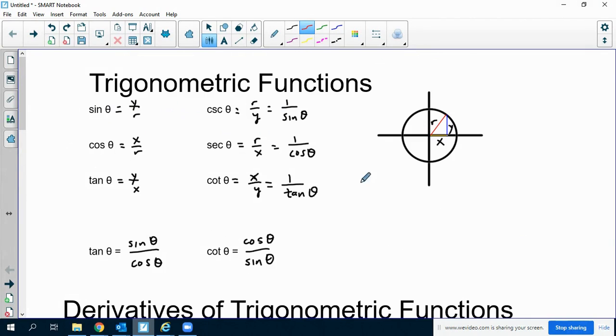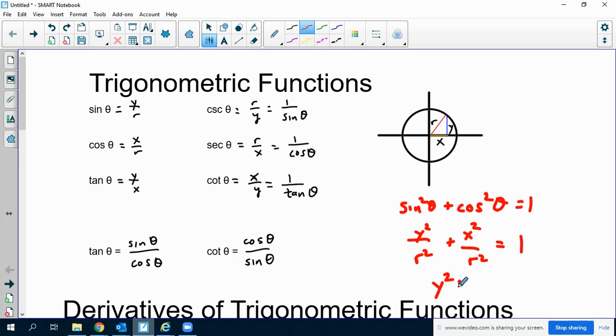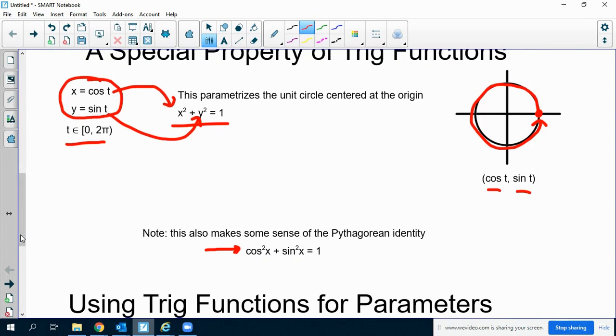So it ends up making some sense, in addition to the sense that it made when we did this kind of substitution over here, where sine squared plus cosine squared can be replaced by y over r squared and x over r squared. So if I know that equals 1, and then I multiply the r squared over, I get x squared plus y squared equals r squared, which I know is the equation of a circle. So these are all things that have made sense in the past.